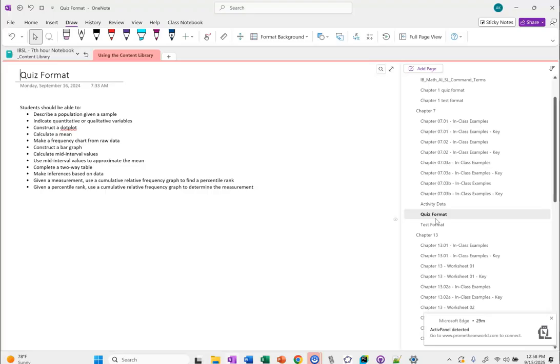Given a measurement, use a cumulative relative frequency graph to find a percentile rank, or given the percentile rank, use a cumulative relative frequency graph to determine the measurement. So basically, this should look like those in-class examples and the 7-1, 7-2 homework. That's the gist of it. We'll do that next time.